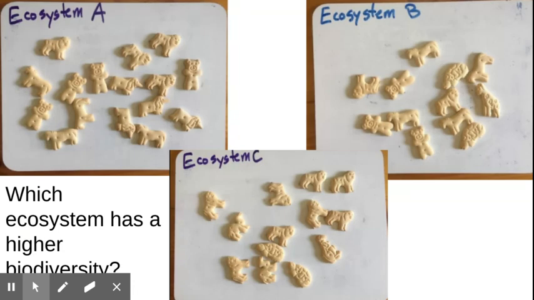Just looking at these three, here are three ecosystems, ecosystem A, B, and C. Based on what we know already, which one would you say is more diverse? So go ahead and hit pause and look at these. You can see some different animals there, different numbers of different animals. But hit pause and decide which one has the highest biodiversity.